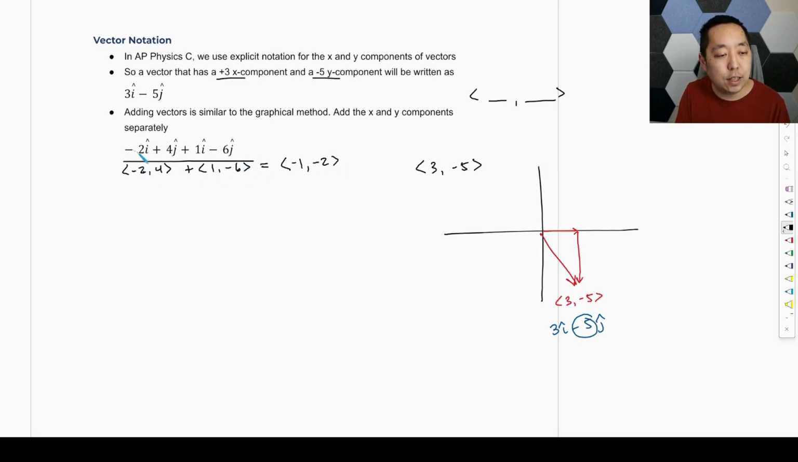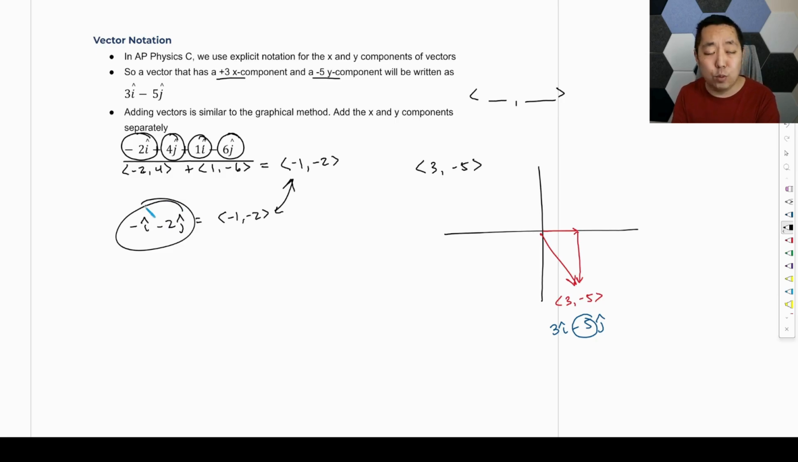Or just by looking at this, you say, well, I have -2i plus 1i. That's -i hat. And then I have 4j minus 6j, that's minus 2j hat. And you see we get the same thing. That's the vector <-1, -2>, the -1 in front of the i hat and -2 here. See how they match? Okay, so that's how the notation works. Everything else is identical. It's just the component form of the x and y components of a vector. They're just given as coefficients in front of i hat and j hat.